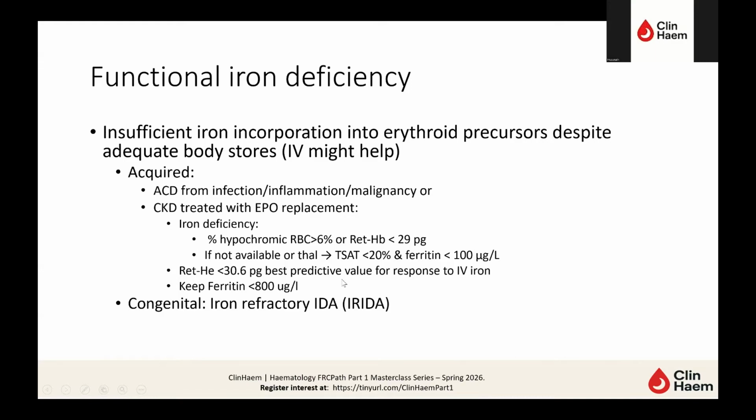And the reticulocyte hemoglobin, if it's less than 30.6, it's actually a predictive marker that the person would respond to IV iron if you give them. This is all in the context of CKD-related anemia. But it suggests keeping ferritin less than 800, because if you keep giving iron, then you can overload them actually. Okay, and with the complication.